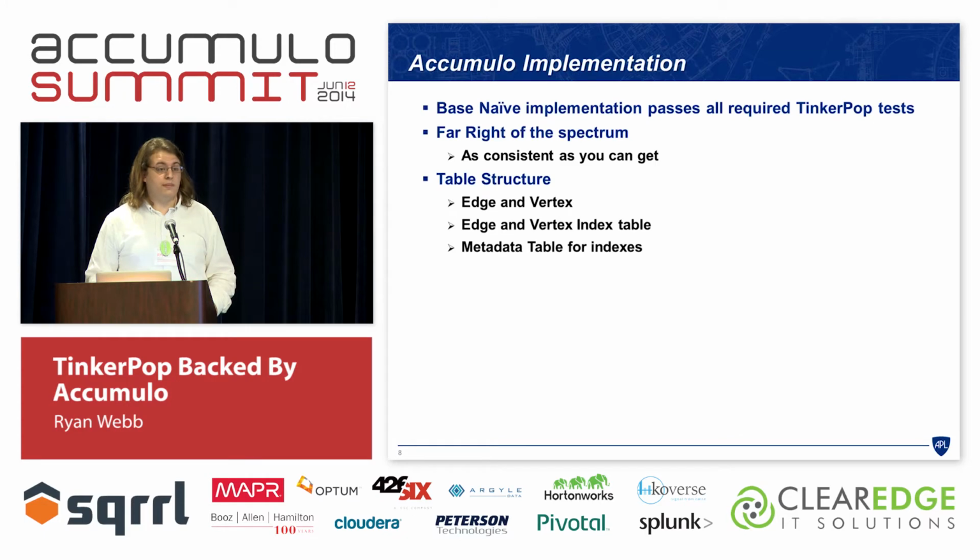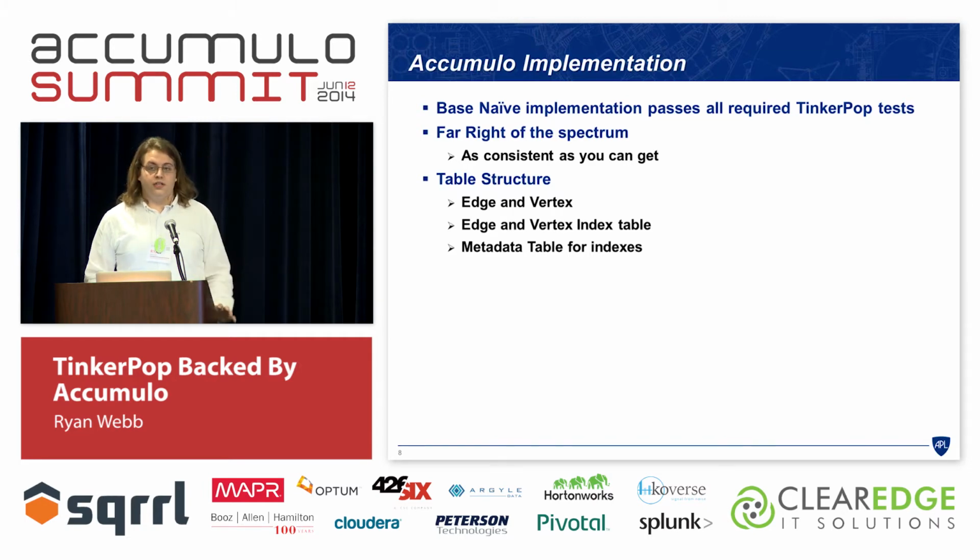For our TinkerPop implementation, in order to pass the unit test, we had to go to the far side of the spectrum. We had to be as consistent as possible. Every time you add an edge, it's checked to make sure that it exists, and if it does, we throw an error. Every time you add, and then we write out the edge, and every time you add a vertex, we check to make sure it exists, and if it does, we throw an error, and then we write it out if it doesn't. So that's very expensive, to go out to your graph and check to make sure a vertex exists or not, and if it doesn't, then we can do our write.